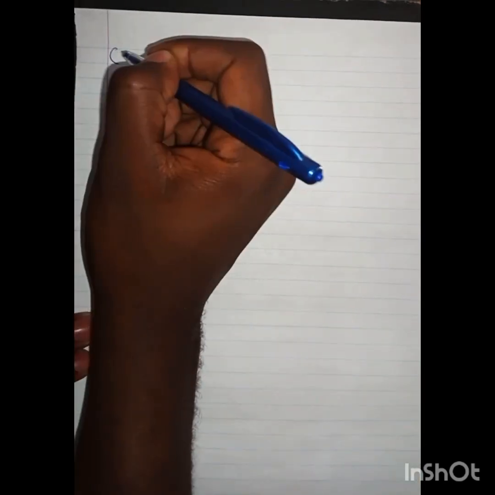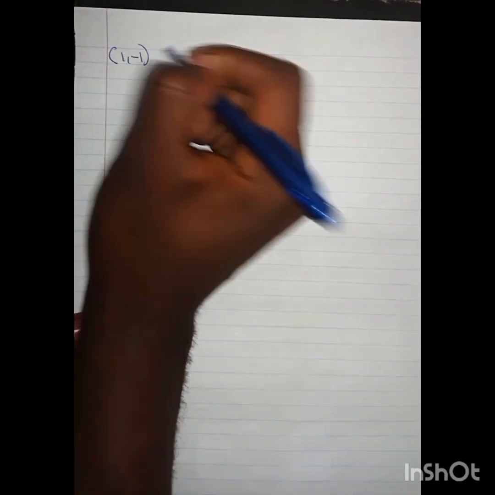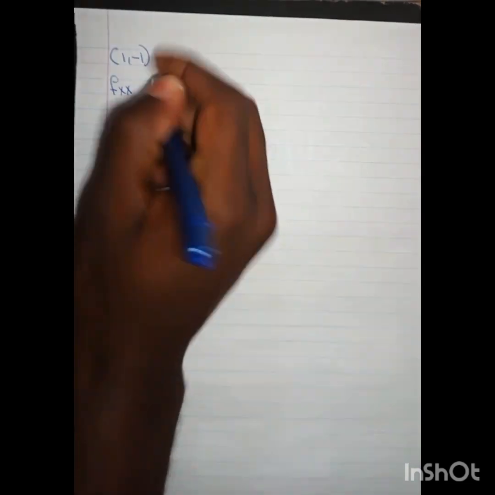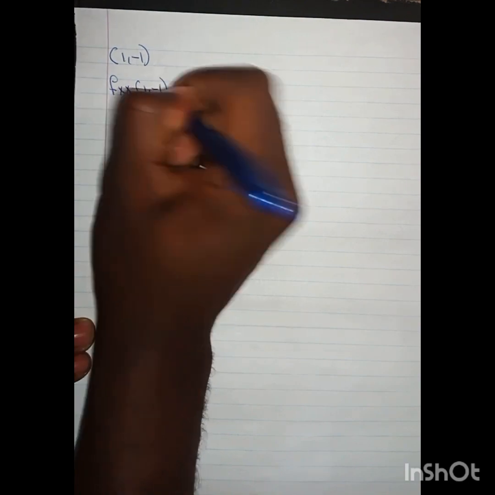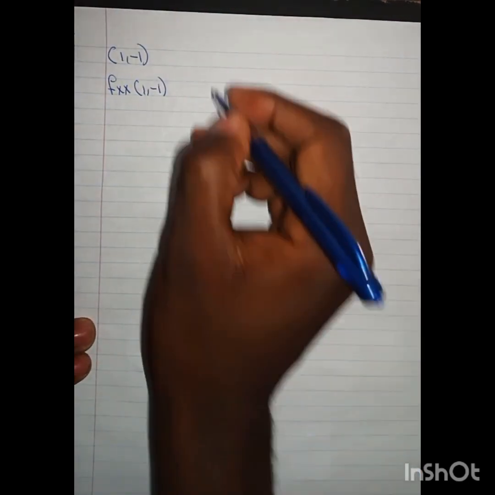Let me put this aside so that I can have a clear view of the previous equations. Now we are going to look at the second point, 1 and minus 1. We perform the same process. So we have to go through f sub x, and then at a point 1 and minus 1.